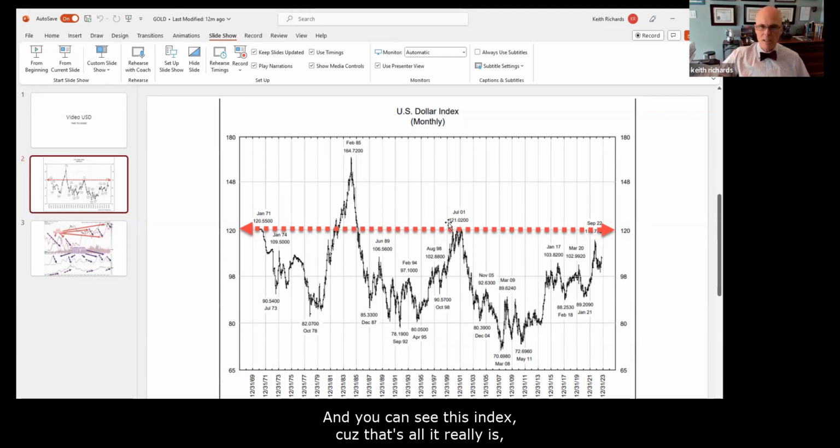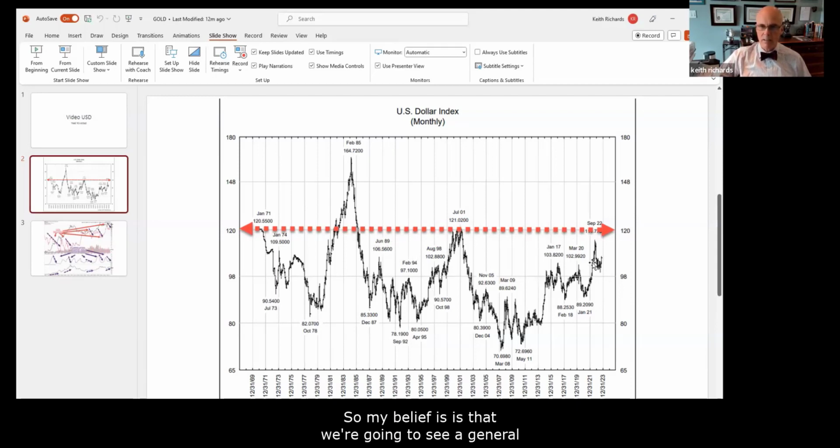And you can see this index, because that's all it really is, tends to peak out somewhere around 120. Now, back in 1985, it did peak higher, around 164, but generally 120, 121, and here in September of 22, we saw around 118, I think it was. So that would be considered probably a high point or technical resistance for the US dollar. And what we're seeing is a hit of that level, and it is beginning to decline, as it did in most cases when it reached that 120 or higher.